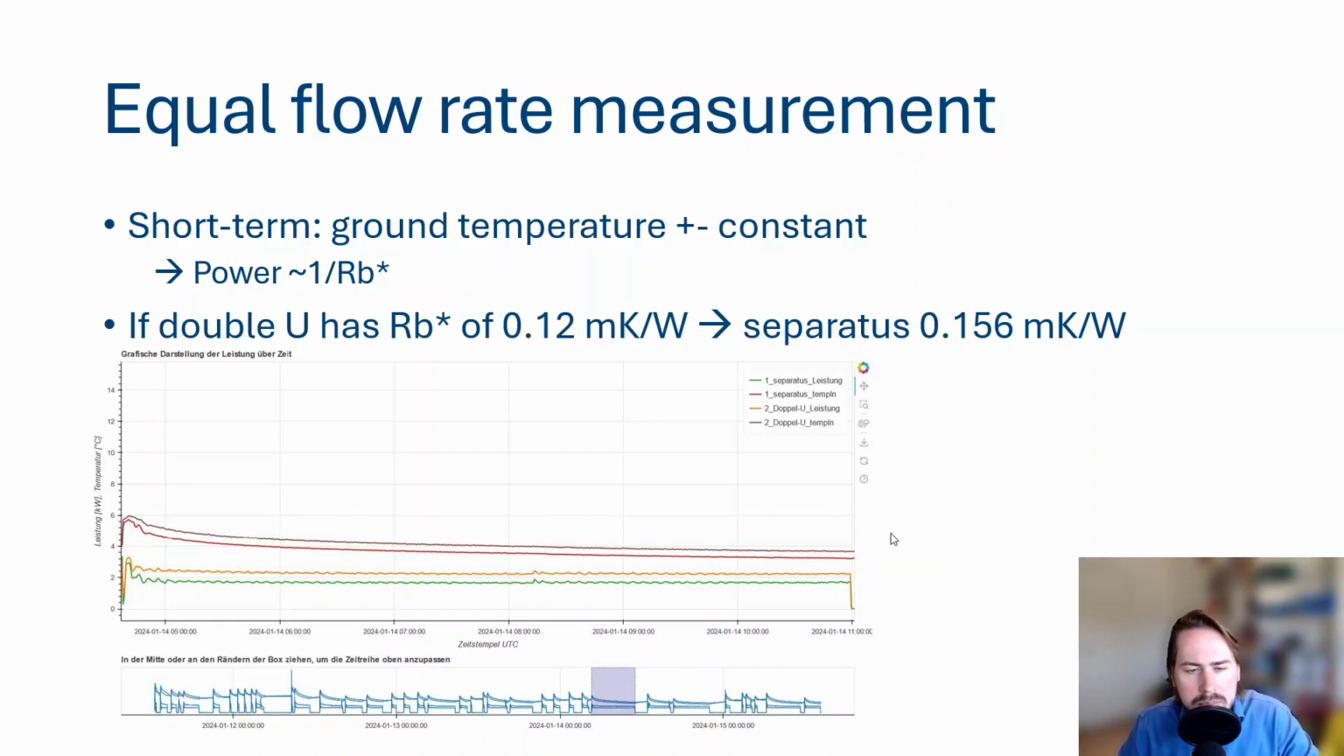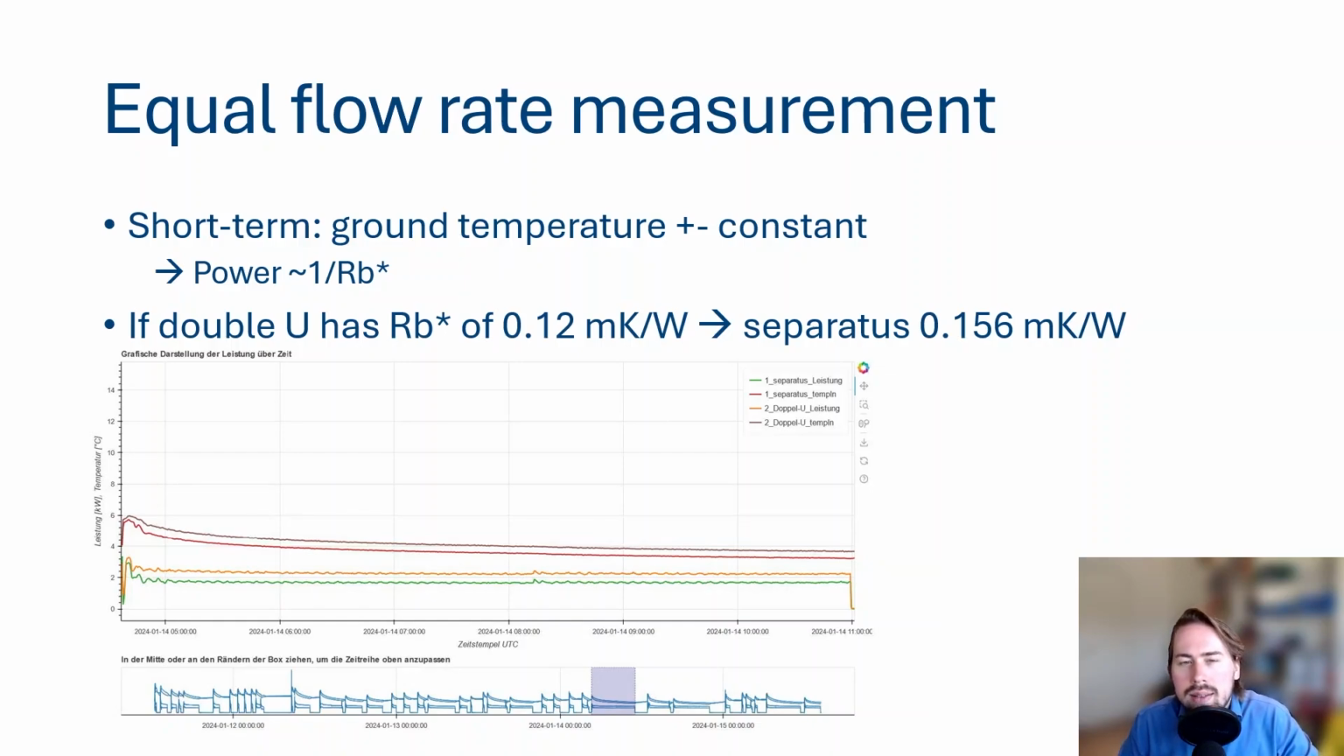So this was the first measurement. Now, in order to really calibrate our model, what we want is a measurement where both the power from the double U-tube and the power from the Separatus heat exchanger are the same.